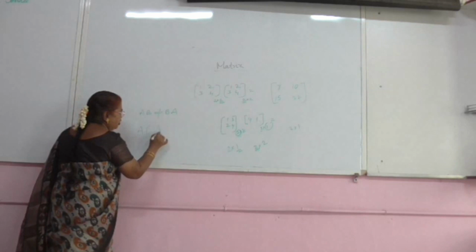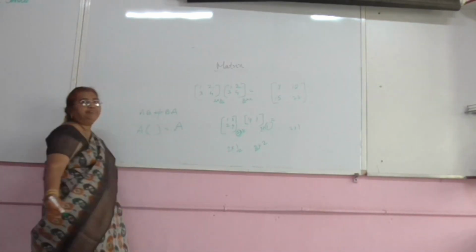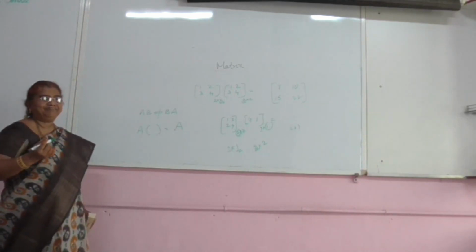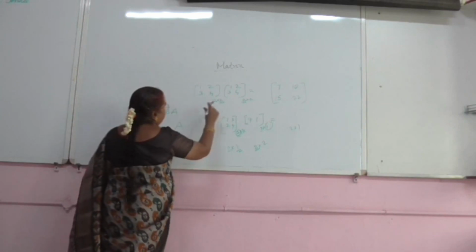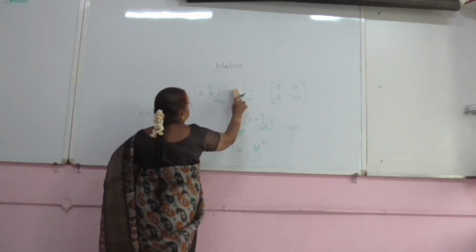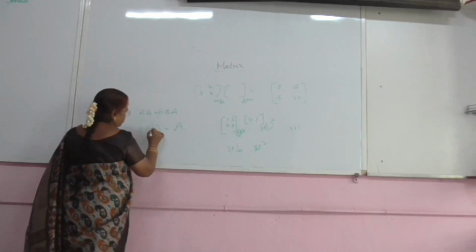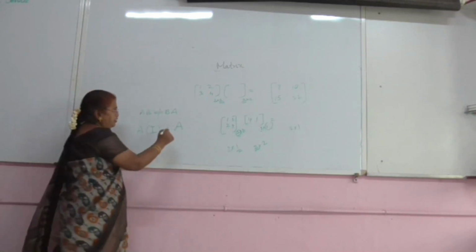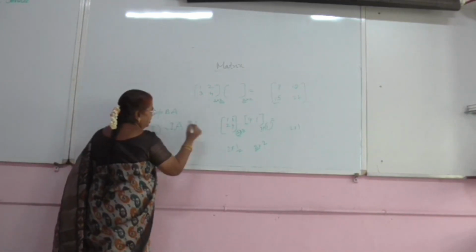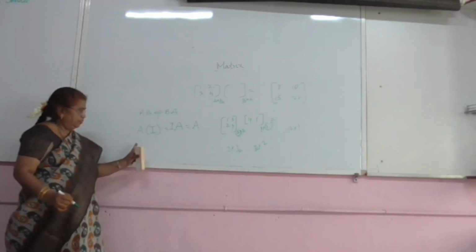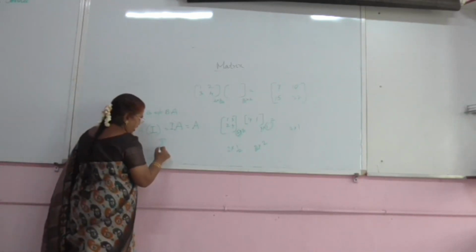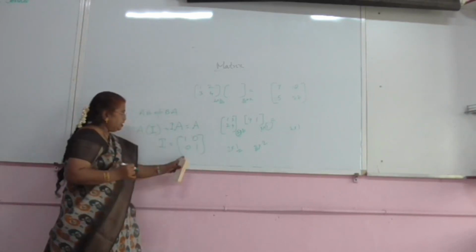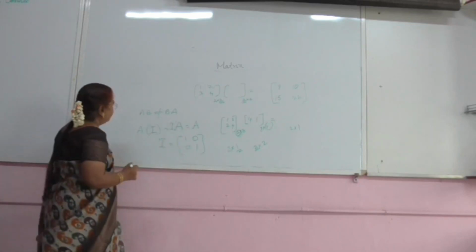Now, A into which matrix equals A? Not 1. A into which matrix equals A? Do you know the identity matrix I? A into I equals I into A equals A. This I is called the multiplicative identity. I means 1, 0, 0, 1. This unit matrix is the identity matrix.